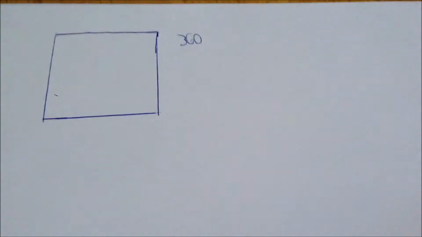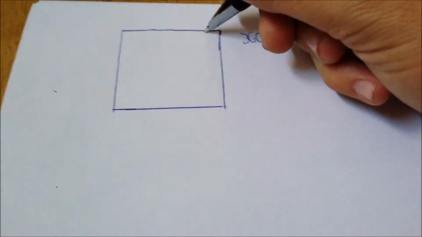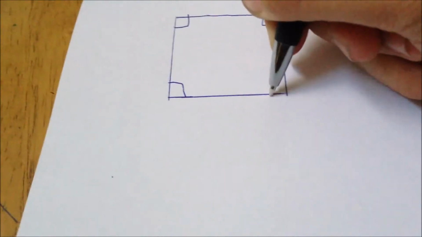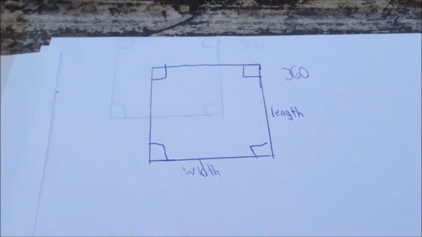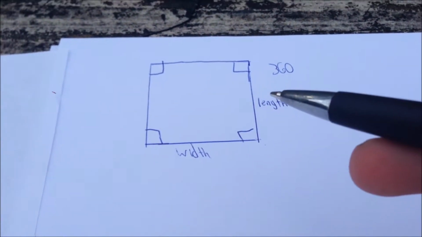This is a square. Squares always equal 360 degrees. Each angle is 90 degrees. Each square has a length and a width. Each length and width is usually the same.